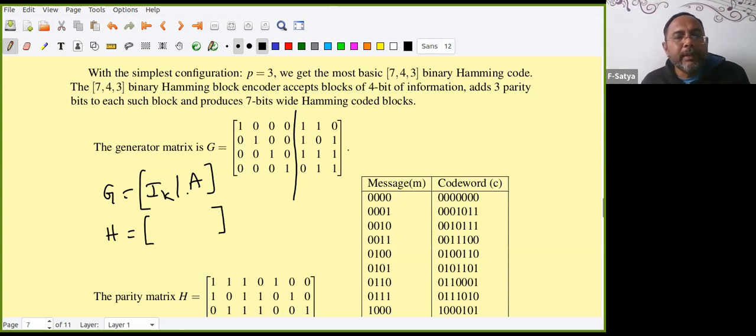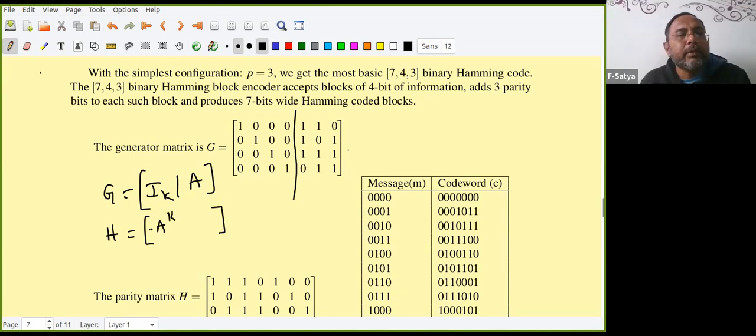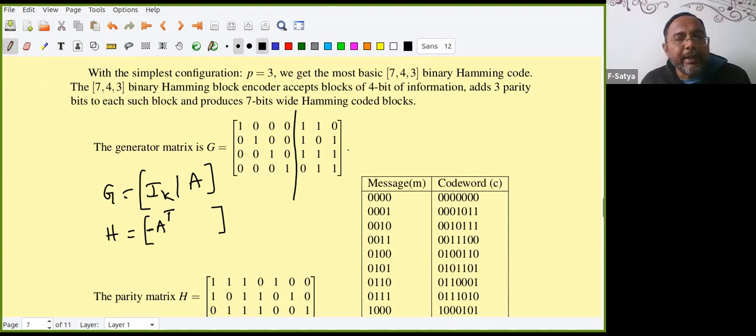We'll prove it later, but guess. Actually, it is A transpose, I_K. Not I_K, I_{N-K}. It is actually minus A transpose, I, but for the binary case, the minus is not required.